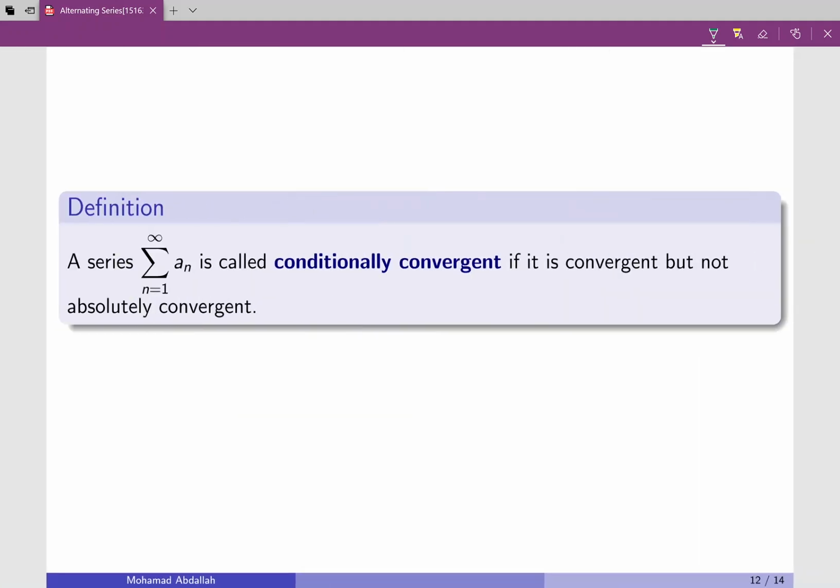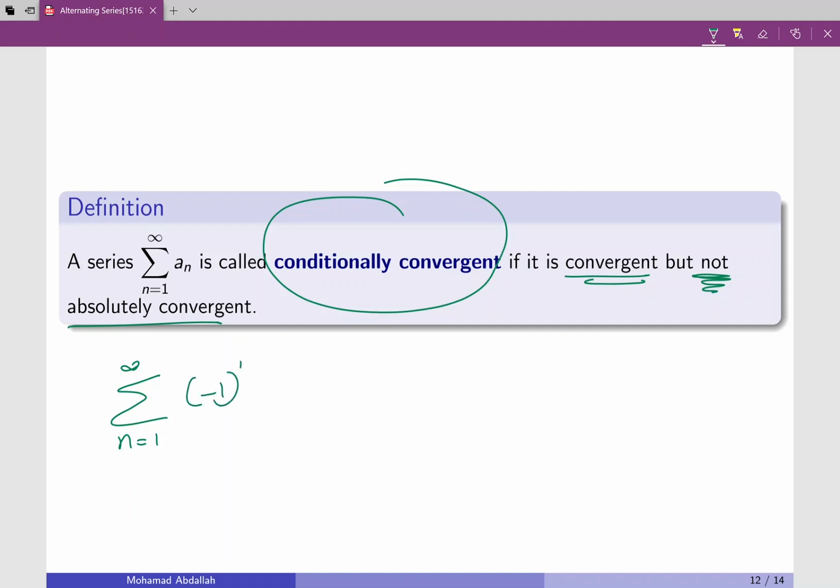Now, we introduce here a new term, and this refers to the last example we just did. If a series is convergent, but when you take its absolute value it becomes divergent, so that means when it's convergent but not absolutely convergent, then we call it conditionally convergent. So a simple example that we just saw was this: the sum from n equals 1 to infinity of negative 1 to the power n plus 1 over n. This is conditionally convergent. Why?